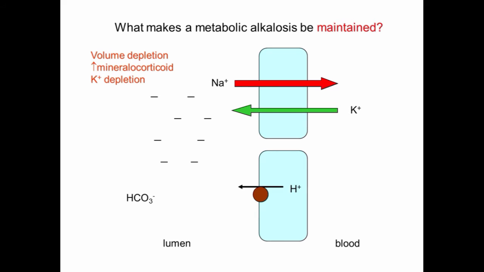First, volume depletion increases sodium reabsorption throughout the nephron, mediated by increased activity of both the renin-angiotensin-aldosterone system and the sympathetic nervous system. The tubules become very avid for sodium, and the more sodium that's reabsorbed, the more cations, potassium and hydrogen ion, are secreted. And as we just said, the more hydrogen ion that's secreted, the more bicarb can be reabsorbed.